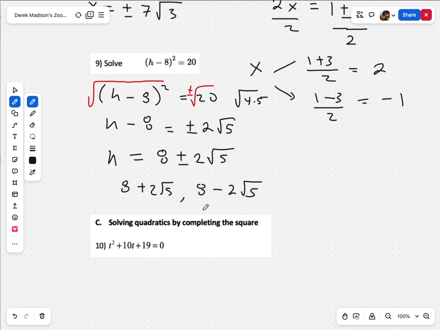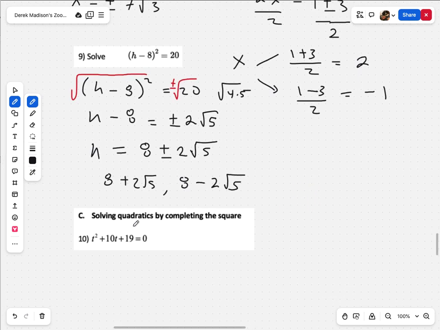If the answer box asks you to write your answers as a list, it's looking for this version. Sometimes they just have boxes where you can type in the 8 and the 2 root 5, depending on who programmed the question. But both of these are acceptable in terms of pencil and paper answers.